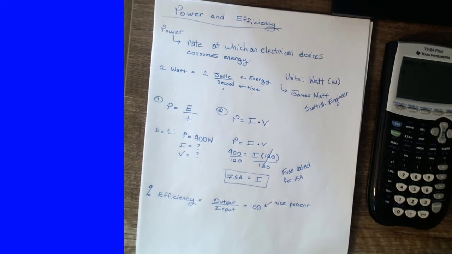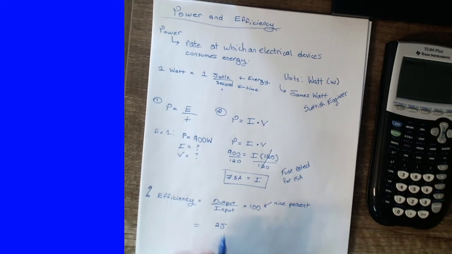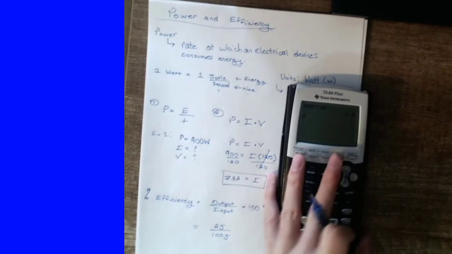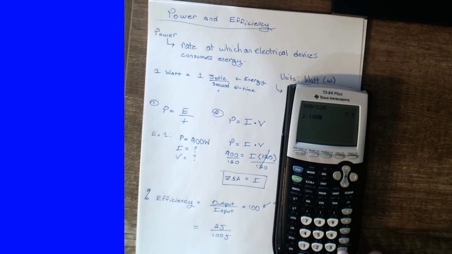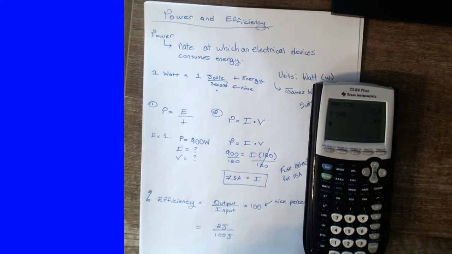So let's actually see an example of that. Let's say that the output is 2 joules of energy for every input of 100 joules of energy. If we actually do this, it's 2 divided by 100, which is 0.02, and that would be multiplied by 100. That would actually cancel everything out. So this, I hope you're seeing, is about 2% efficiency.